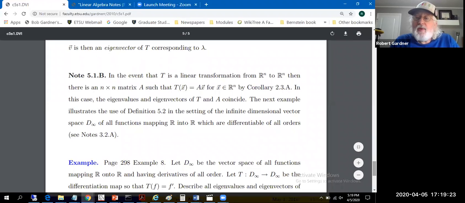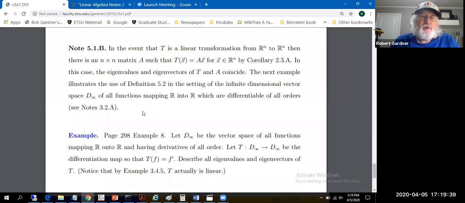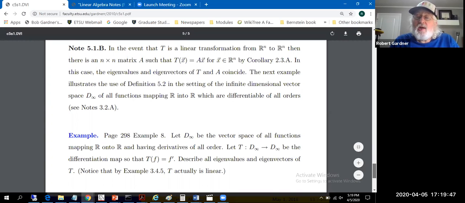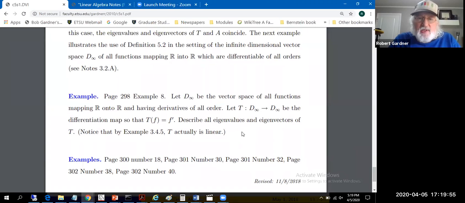It's the same thing. Here's an example in the setting of an infinite dimensional vector space, D sub infinity, of all functions mapping R into R which are differentiable of all orders. It's infinitely differentiable. This was mentioned somewhat back in section 3.2. So we've got functions defined on the reals that are infinitely differentiable. This includes, for example, all functions that have a power series representation with infinite radius of convergence, to throw around some knowledge from calculus 2.